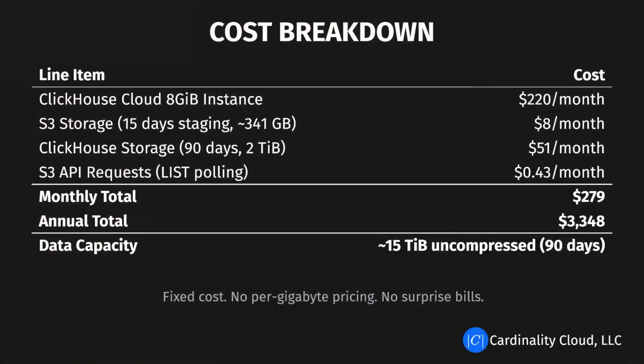So let's look at our budget pretty carefully. We're going to use a ClickHouse Cloud instance. This is the largest consumer of our budget. It's going to cost about $220 a month, one 8 gig instance.